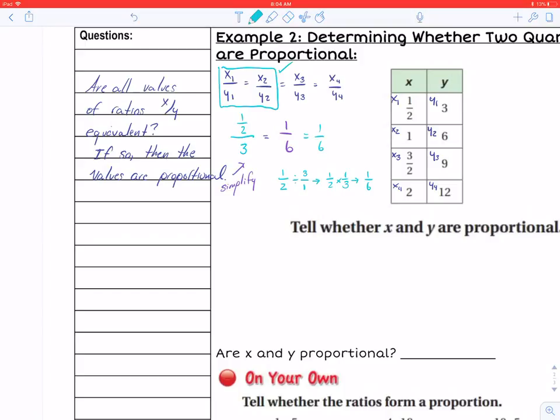Now, if you already did that because the last video ended on that part and you were able to determine everything else, then you can just go ahead and move on, fast forward onto the on your own part.